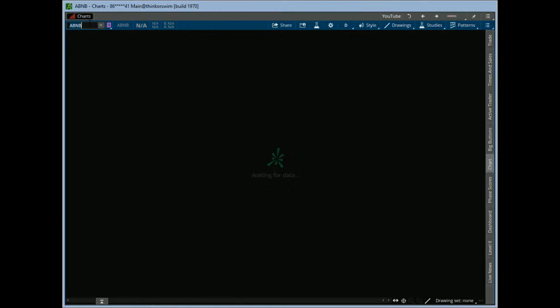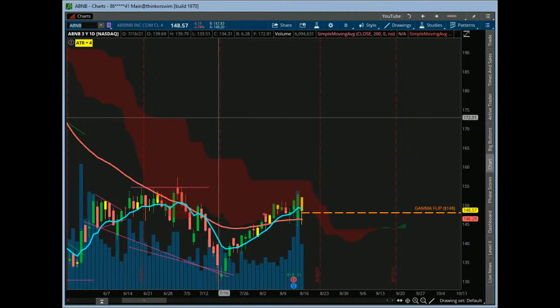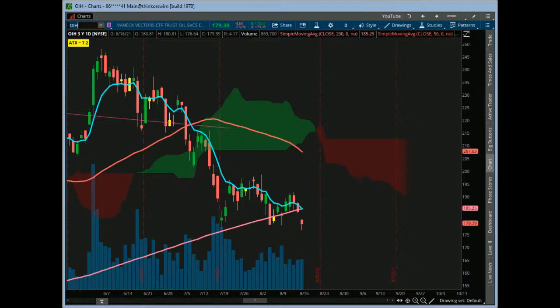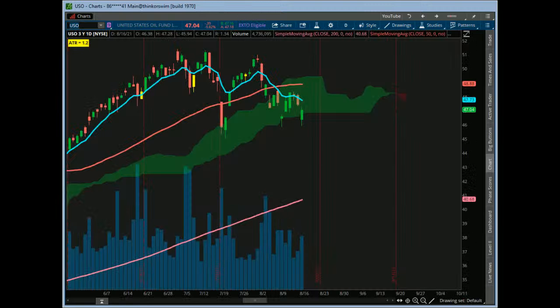Let's see Airbnb. Yeah, Airbnb kind of hanging in there, just nasty day today, but inside day. So just kind of see how that holds here. I got a little bit of a dip buy once it got below the gamma flip level today. OIH. Nasty down move, but keep an eye on the USO. Had a decent recovery here today to fill the gap, so see if that can work its way back up. That was one of the stronger sectors today from the open. So good stuff there.